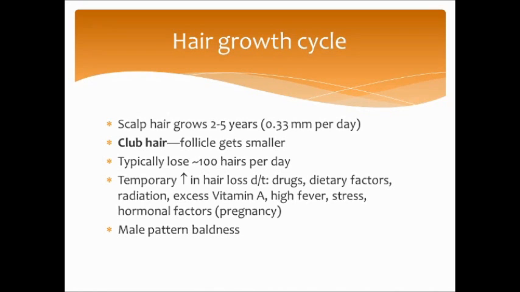Scalp hair grows for about 2 to 5 years. So that's about 0.33 millimeters per day that your scalp hair is growing. During the growth cycle of your hair, cells at the root will absorb nutrients and incorporate them into the hair structure. So clippings of hair can actually help with the diagnosis of heavy metal poisonings because these heavy metals can be incorporated into the hair structure.